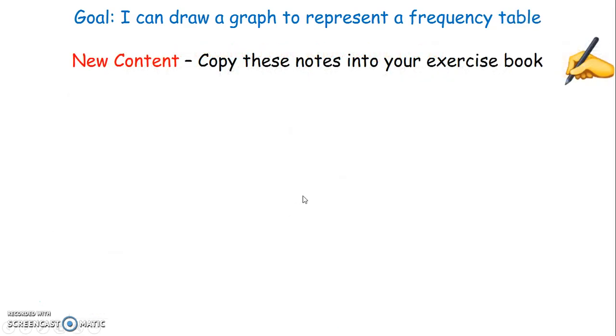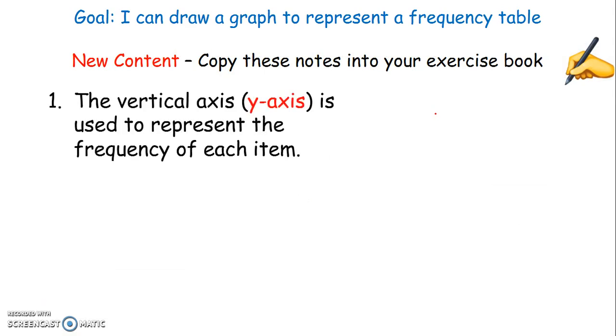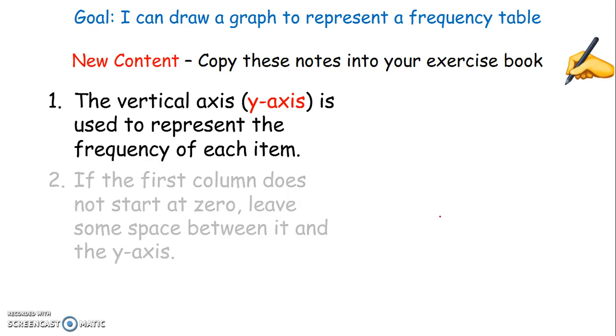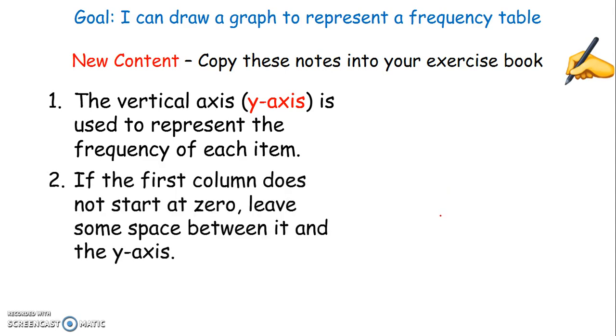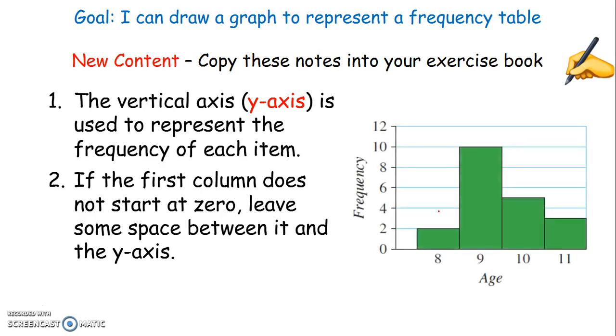Now there are some notes I would like you to write into your exercise book. The first one: the vertical axis, or the y-axis, is used to represent the frequency of each item. I'm going to show you an example of this graph in a moment. The second thing is if the first column does not start at 0, we can leave some space between the column and the y-axis. Here's an example.